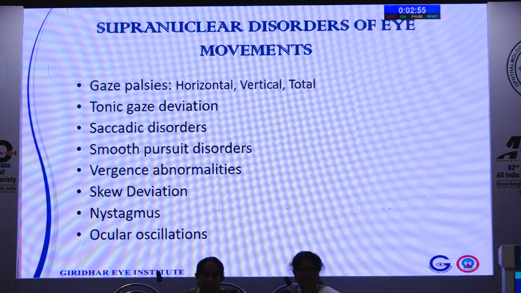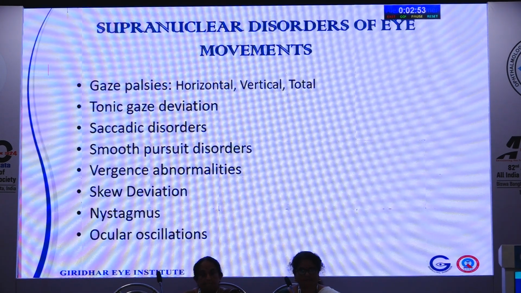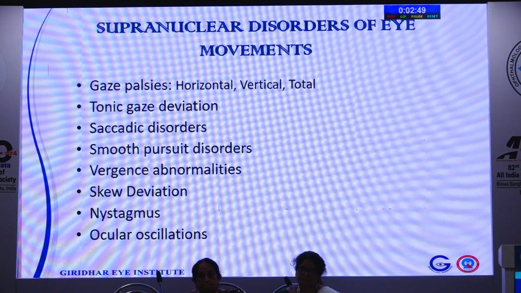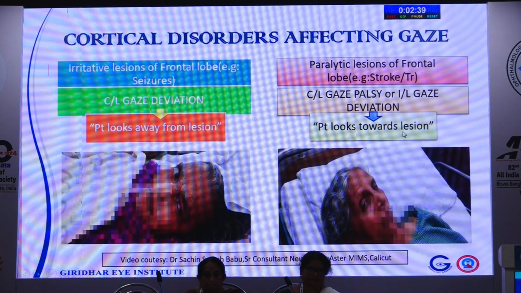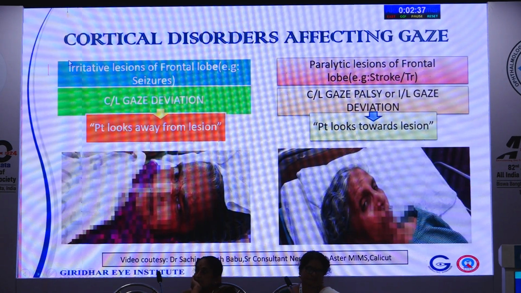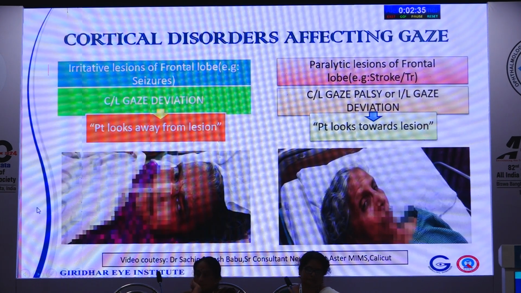So let's come to some of these disorders. Basically, supranuclear lesions will produce gaze palsies, gaze deviations, saccadic and pursuit disorders, vergence abnormalities, skew deviations, nystagmus, and ocular oscillations. I won't go into all, I'll just touch upon a few. Some of you will be asked to look into these when you have a multi-speciality practice. So let's look at this.